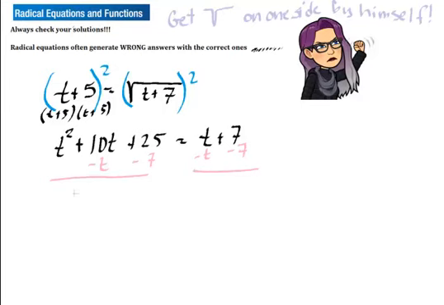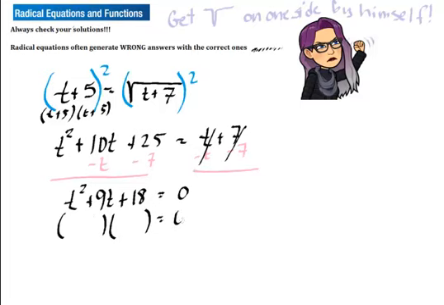Let's see what I get. I get t squared plus 9t plus, I think that would be 18 equals 0. Now let's see if this factors nicely. Factors of 18: 1 and 18, 2 and 9, 3 and 6. 3 and 6 are going to be my winners here, because they're going to make my 9.